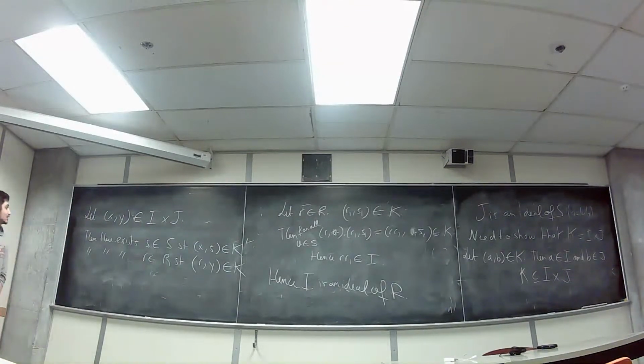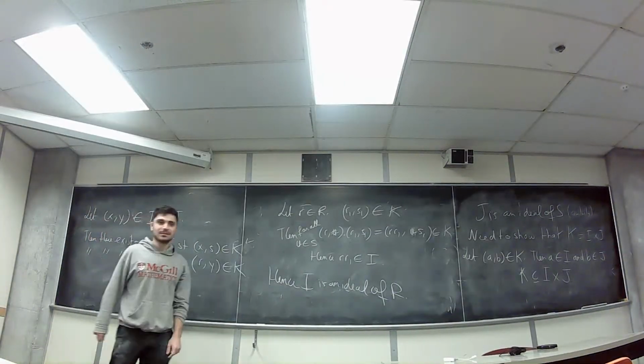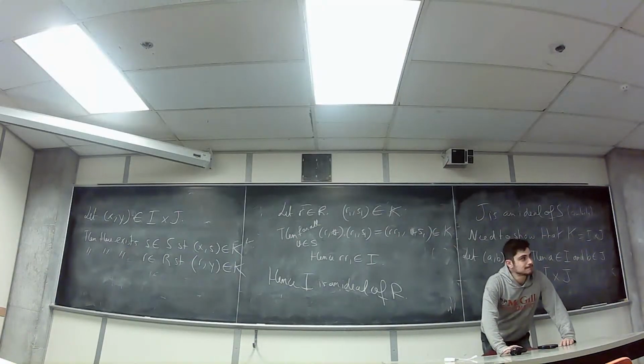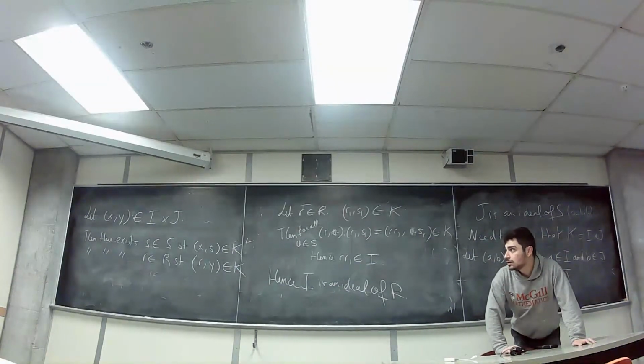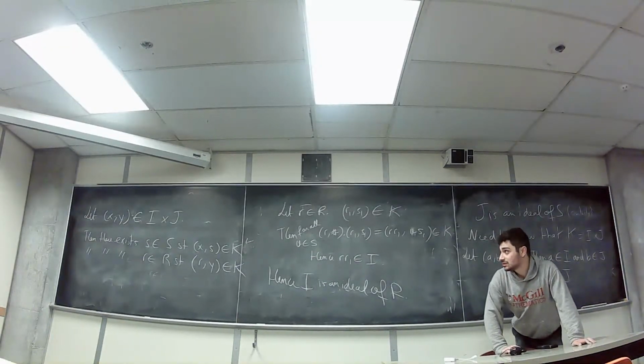I need to show that xy belongs to K, right? That's what I need to show. xy belongs to I cross J, and I need to show that xy belongs to K. How do I finish this? Well, isn't this... Not necessarily. It's not necessarily true. You know that xs is in K, but we don't know this. You know that xy is in I cross J, and you want to show that it belongs in K.